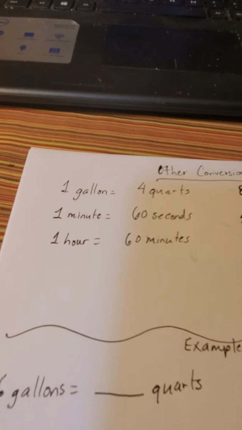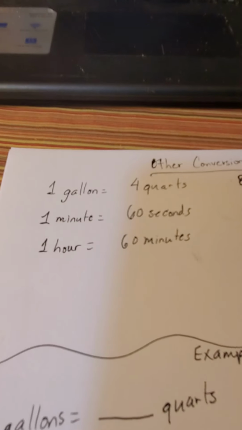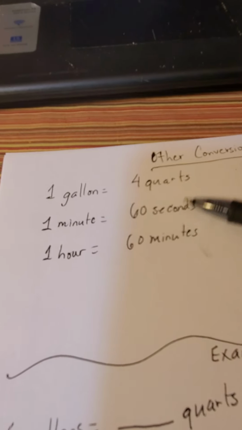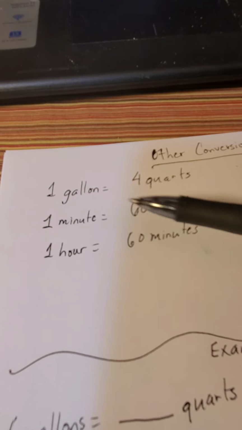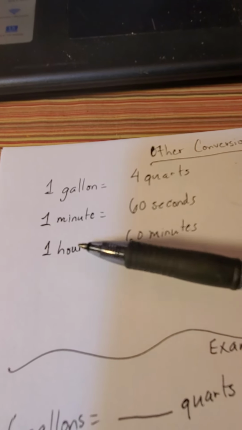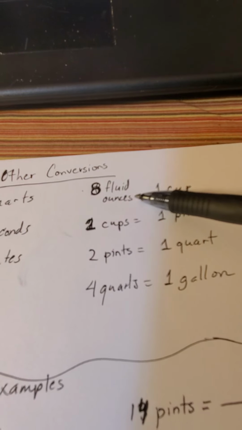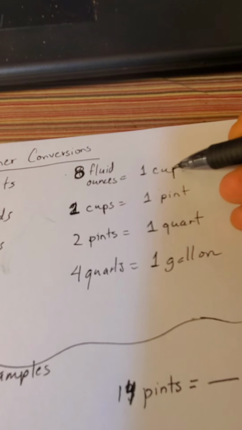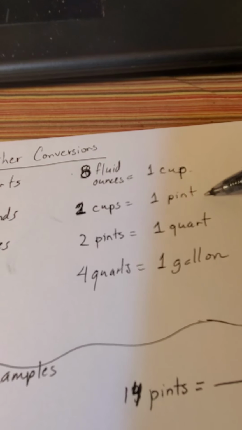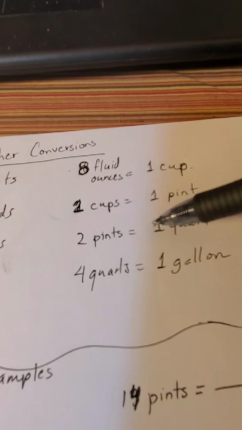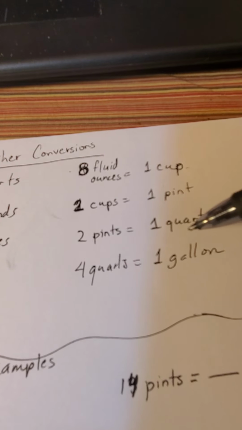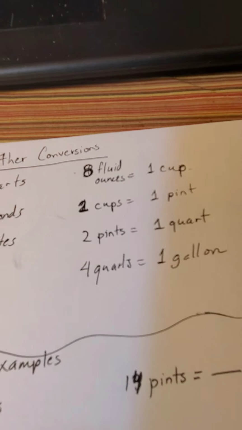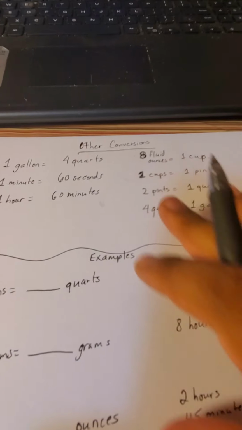We have the gallon, which is equal to 4 quarts. Or you could say 4 quarts is equal to a gallon. 1 minute is equal to 60 seconds. 1 hour is equal to 60 minutes. 8 fluid ounces is equal to 1 cup. 2 cups is equal to 1 pint. 2 pints is equal to 1 quart. And 4 quarts is equal to 1 gallon. Now, you don't have to memorize those. You have them up here.